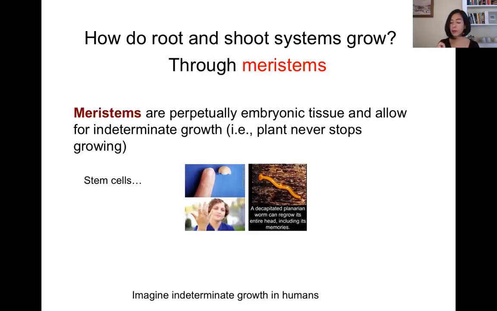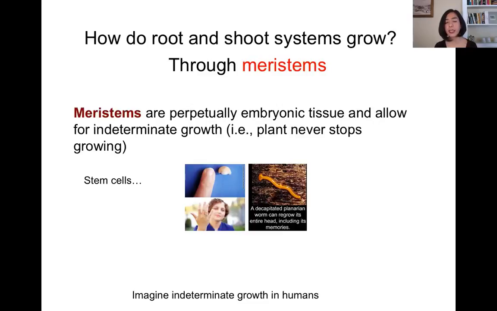We have some stem cells, such that if we injure our finger, it can regrow under certain conditions. Please don't do that. Don't try to cut your finger to test that I'm wrong, but under certain conditions, people have been able to regrow their fingertips.